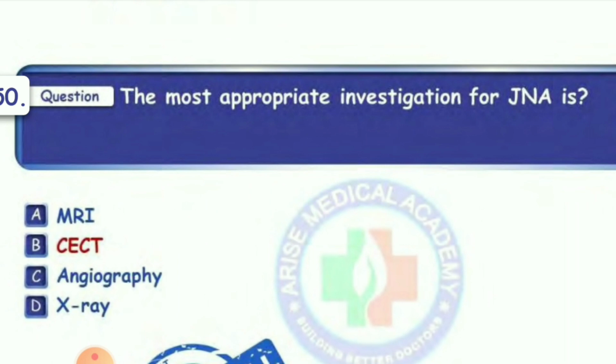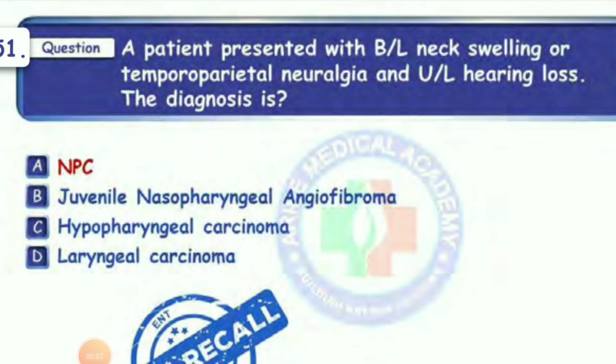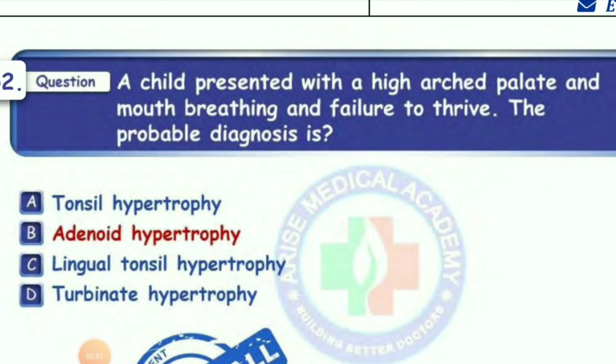Next question. The most appropriate investigation for JNA is CECT. Next question. A patient presented with bilateral neck swelling, temporoparietal neuralgia, and unilateral hearing loss. The diagnosis is NPC. Next question. A child presented with a high arched palate and mouth breathing and failure to thrive.